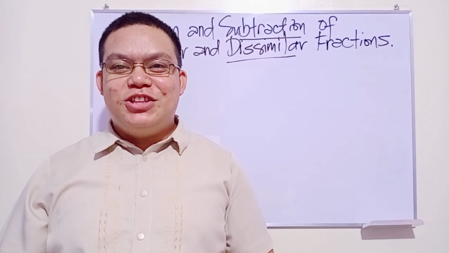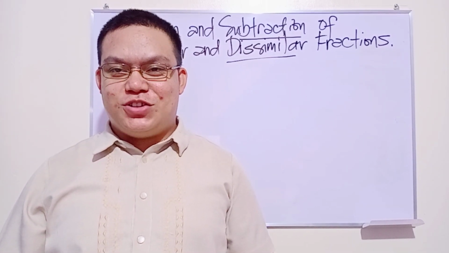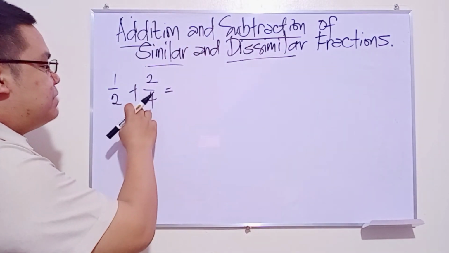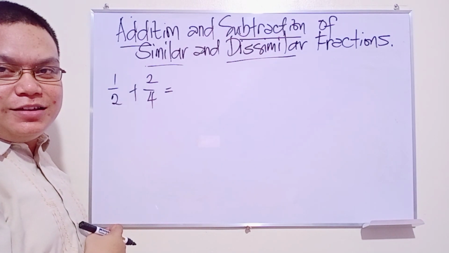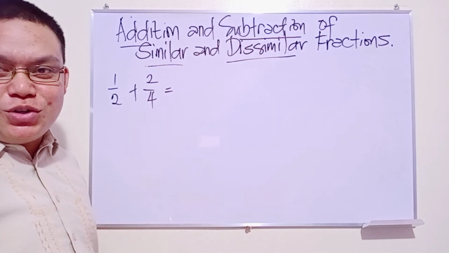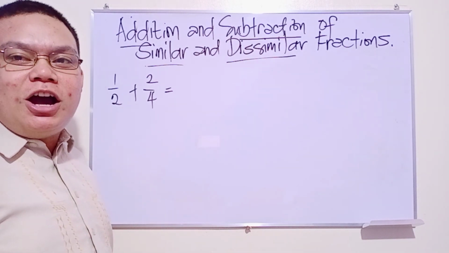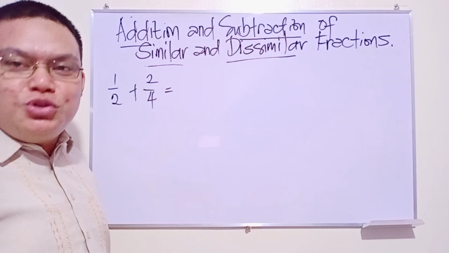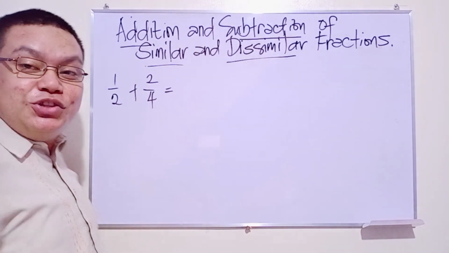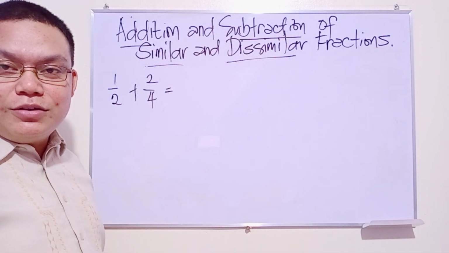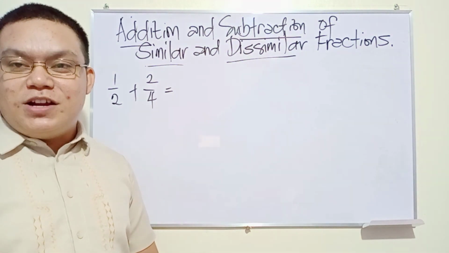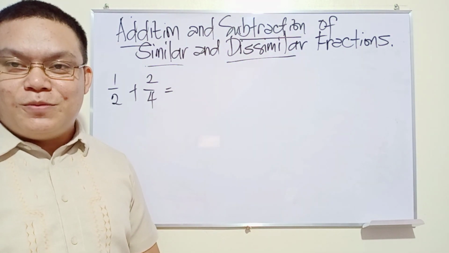Now, let us have the addition and subtraction of the dissimilar fractions. For example, we have 1/2 plus 2/4. As you can see, magkaiba yung denominator ng dalawang fraction. So, paano natin i-add o isa-subtract yung dalawang fraction na magkaiba ng denominator? So, ito yung tinatawag nating dissimilar fractions. To add or subtract, class, a dissimilar fraction, we change it first into a similar one. By how?